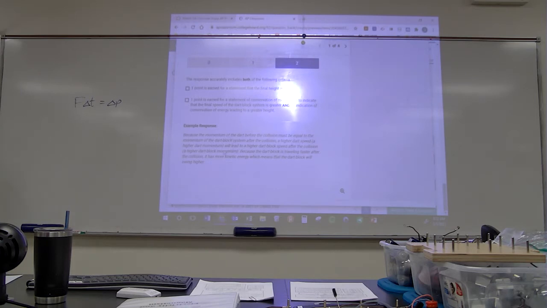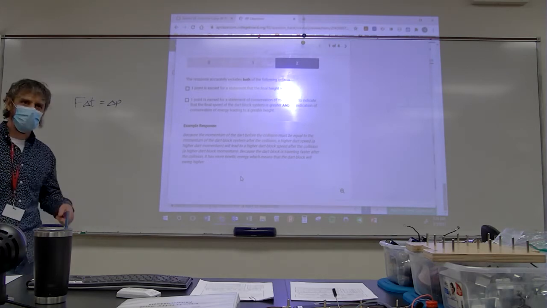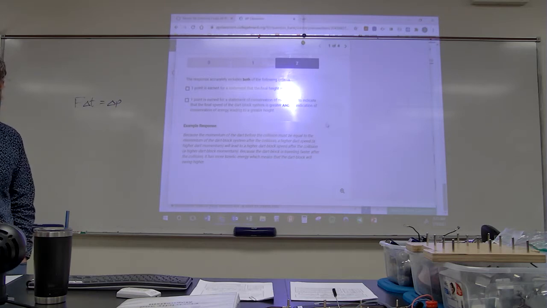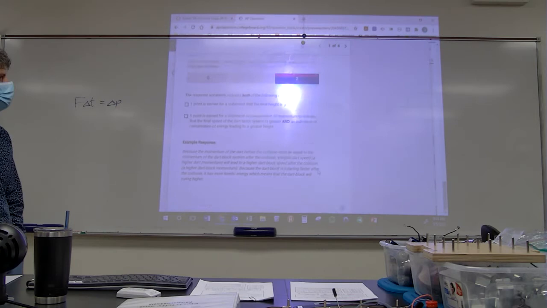So an example response: because the momentum of the dart before the collision must be equal to the momentum of the dart-block system after the collision, a higher dart speed, and hence higher dart momentum, will lead to a higher dart-block speed after the collision. Because the dart-block is traveling faster after the collision, it has more kinetic energy, which means the dart-block will swing higher. If you said anything like that, you get the second point. So 1 point for the correct answer, which is pretty obvious, and the second point is for a real explanation involving both momentum conservation and energy conservation. Any questions? Comments? Concerns? All right.